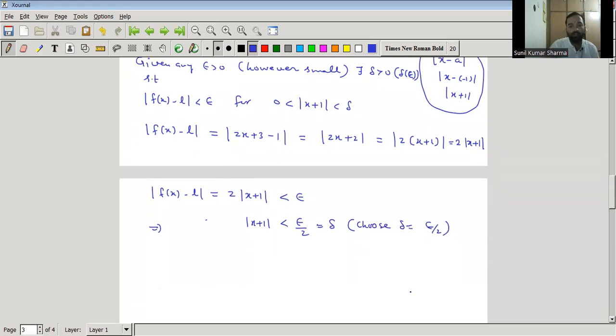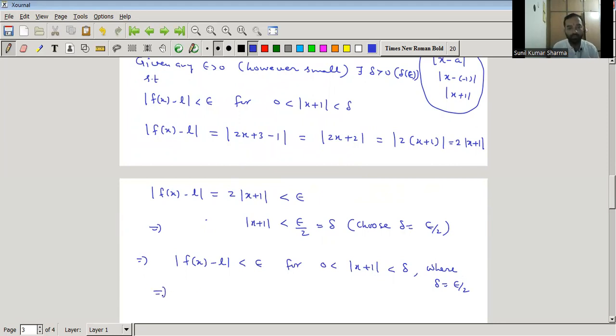So we find that this implies mod f(x) minus L is less than epsilon for 0 less than mod x plus 1 less than delta, where delta is equal to epsilon by 2. So delta depends upon epsilon. If we take epsilon equal to 1, then delta equals 1 upon 2. If we take epsilon equal to 1 upon 10, delta equals 1 upon 20. So when epsilon changes, delta changes. So delta depends upon epsilon.